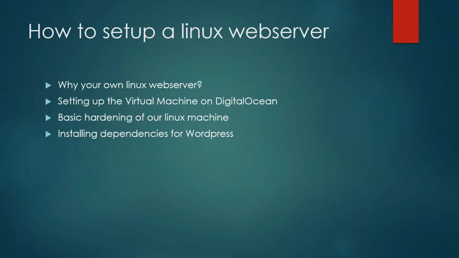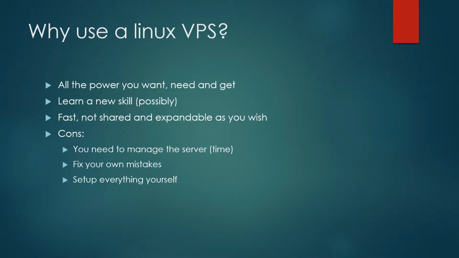After that, after we set up the virtual machine, we're gonna check the basic hardening, so some basic security features on our Linux machine, just to improve the security a bit better. And lastly, we're gonna install dependencies for the WordPress website we're gonna set up in the next series of tutorials. So let's start with why would you set up a Linux VPS?